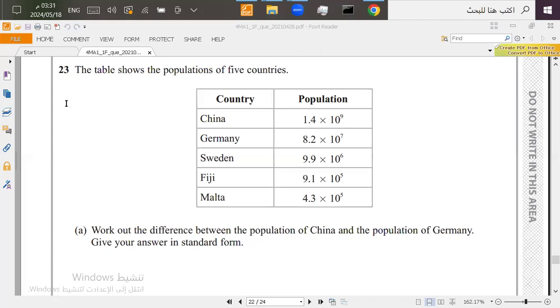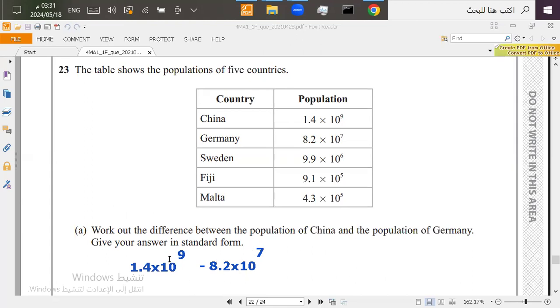So this is China. So we're going to write 1.4 times 10 power of 9. Let's put this down. Power of 9. And then minus, we have Germany, 8.2 times 10 power of 7.